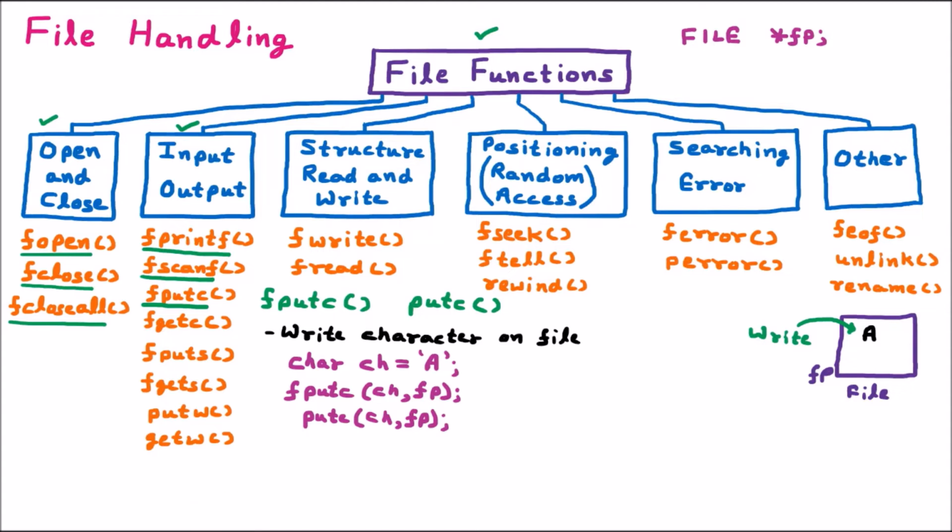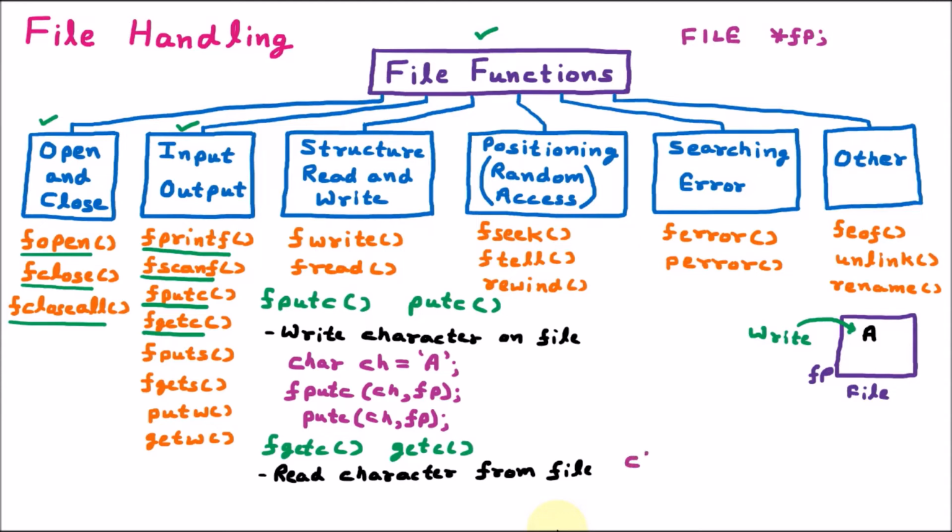The next function is fgetc. This function is exactly the same as the function getc. Here C stands for character. That means reading the character from the file. Let's assume that we have a character variable ch. So we can say char ch. This is a character variable. Inside this ch, we want to store the character data from the file.